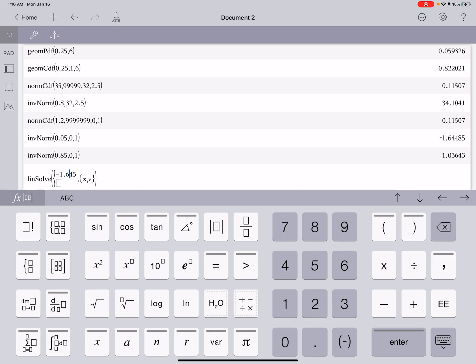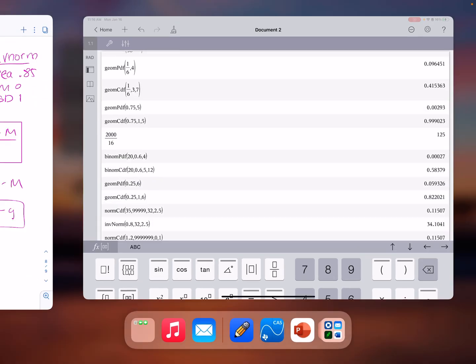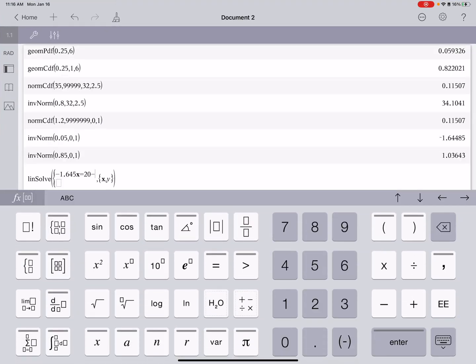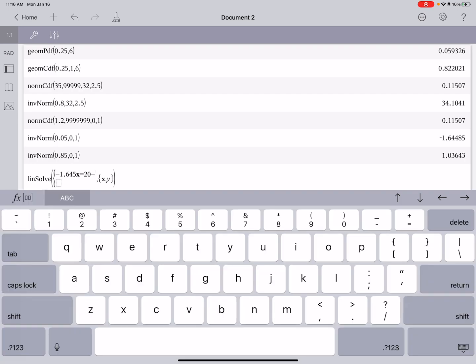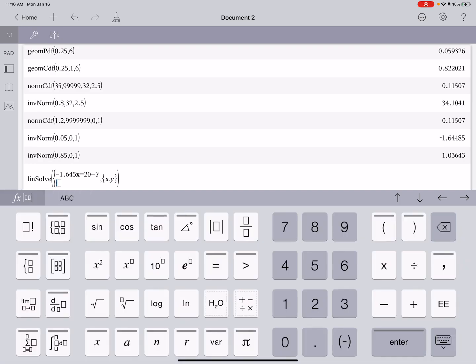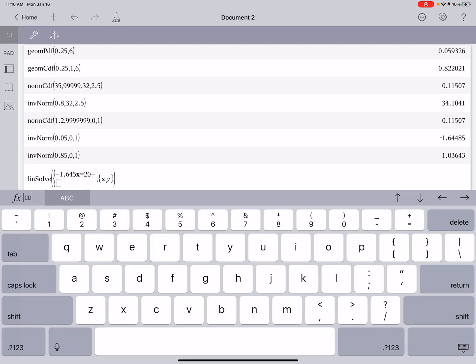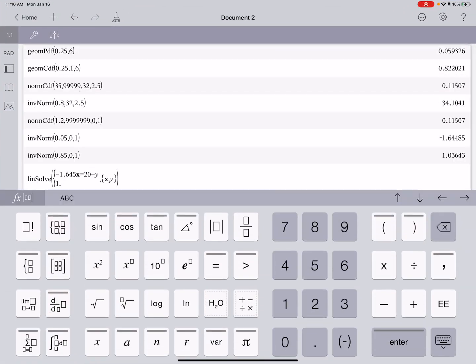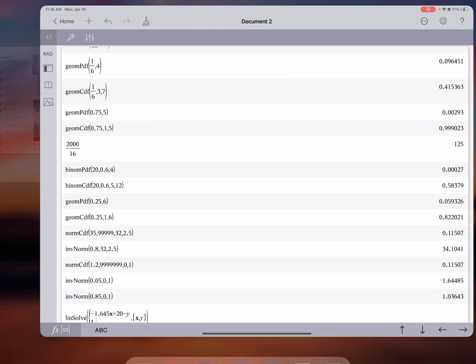And so I have, remember, negative 1.645, and my equation says x. Sorry, I missed. X equals 20 minus y. And then for the next one, I'm wondering if it's going to be yelling at me because it's a capital Y. It might. So let me just make sure it's not. There we go. Okay. And the next one is going to be 1.036, yes.